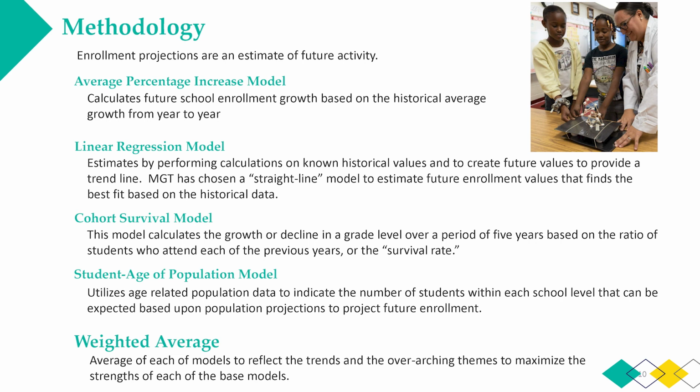So the average percentage increase is based on historical averages going forward. Linear regression uses these values to create future values and a trend line. So it establishes a trend line. And we chose the straight line model because it is a little better representation graphically. Cohort survival sounds brutal, but it really is. You had this many first graders this year. How many of them showed up for second grade next year? Okay? And so survival is kind of an unfortunate term, but that's the mathematical term in terms of their cohort. The student age of population model looks at population data. So that's a lot of census data at the school level, bringing that forward in order to create a marker there. And then all of those things are brought back into a weighted average so that we can make a forecast.